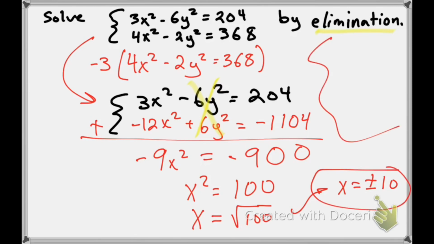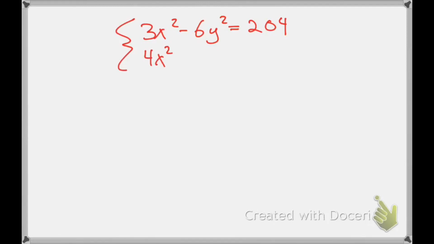But again, I have to have an xy coordinate. So I have x, but I don't have y yet. So let me rewrite this. 3x squared minus 6y squared equals 204, and then I have 4x squared. This is my original setup. And I have x equals plus or minus 10. So since x is equal to plus or minus 10, I need to solve for my y coordinate now.